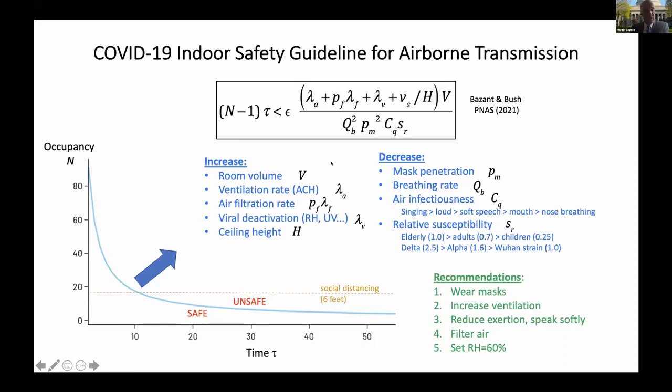So if you plot occupancy versus time for any given room, that's a hyperbola, this blue curve. And one side is safe, the other side is unsafe. And of course, exactly where you draw that boundary involves a risk tolerance, that's the epsilon. But the important thing is, what does that bound depend on?